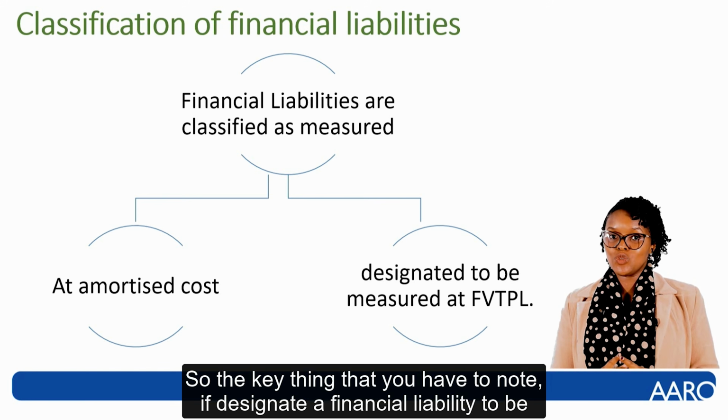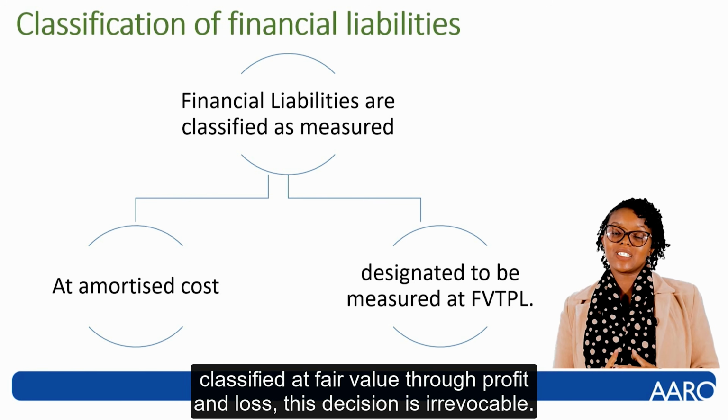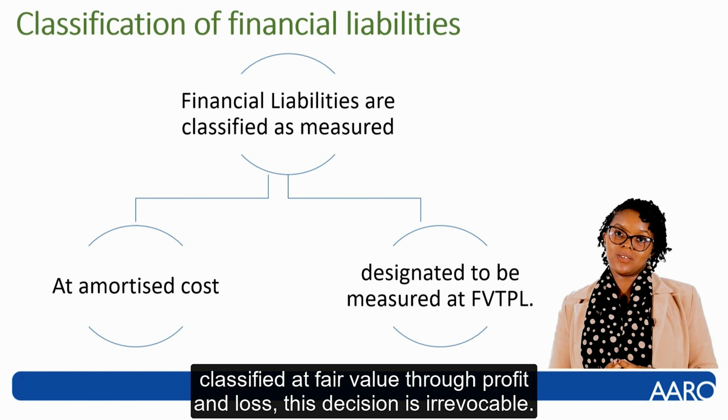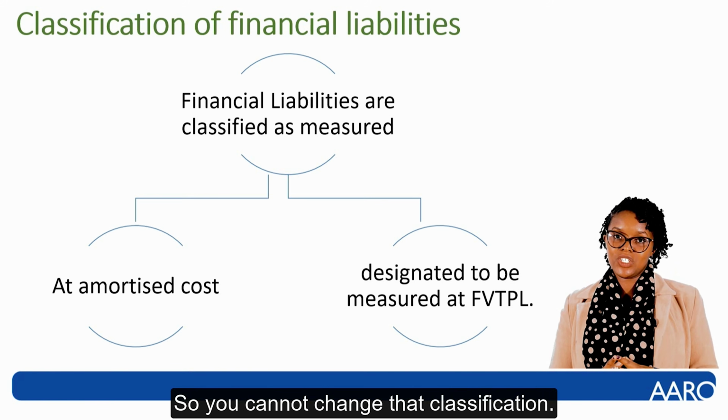So the key thing that you have to note, if you designate a financial liability to be classified at fair value through profit and loss, this decision is irrevocable. So you cannot change that classification.